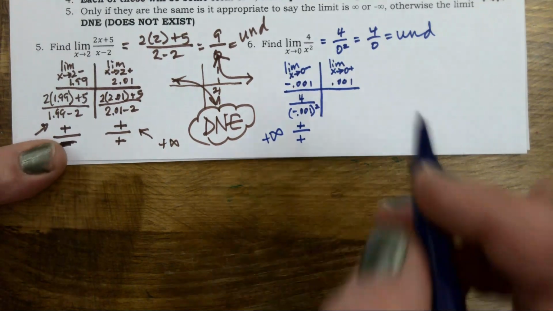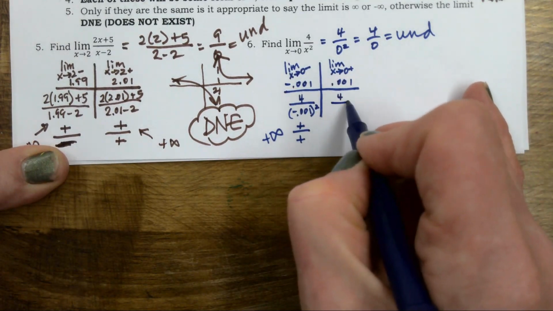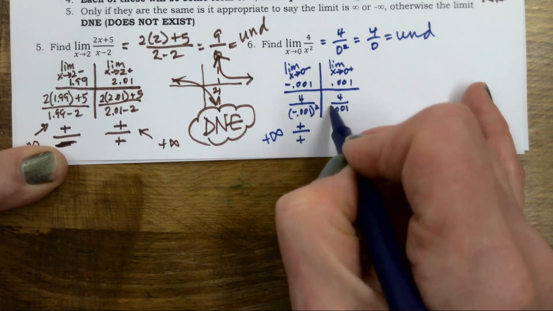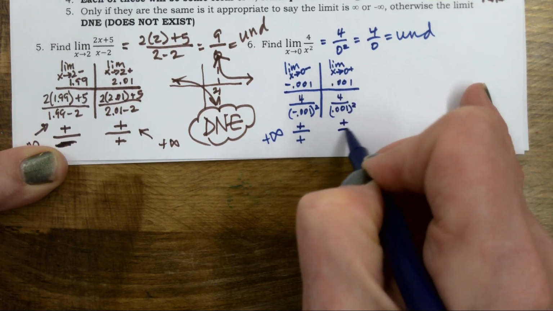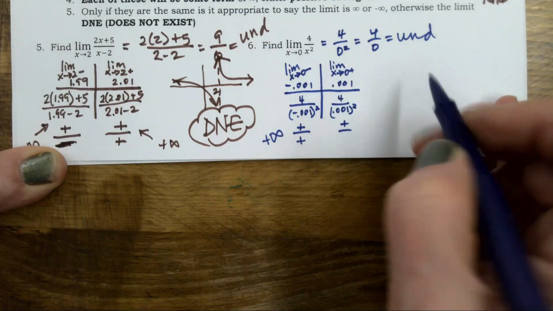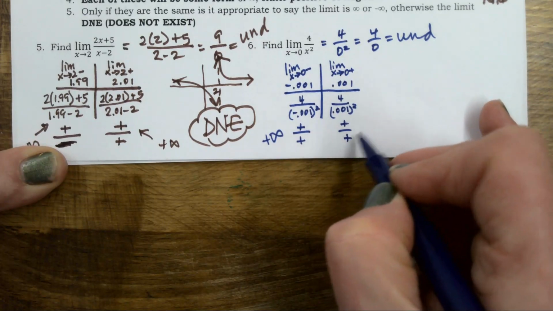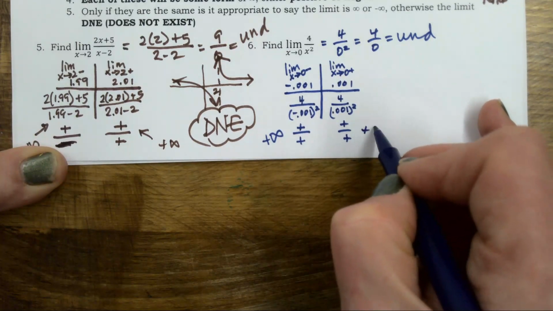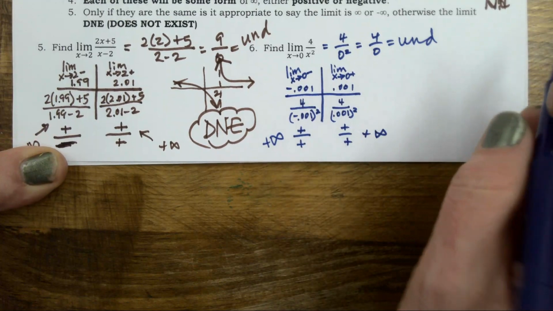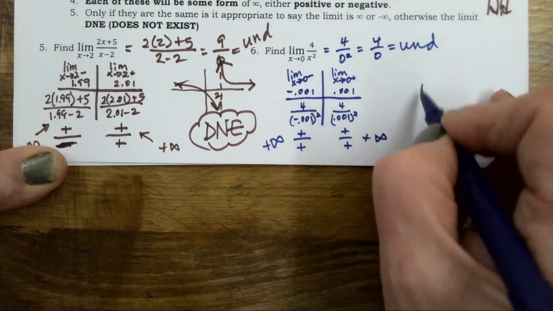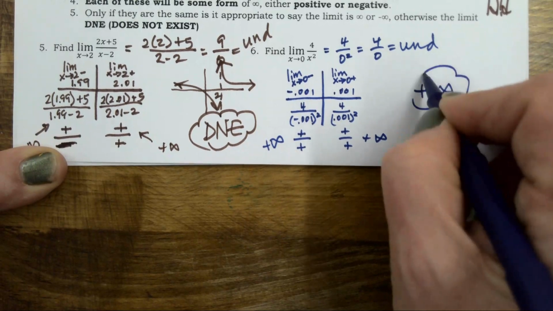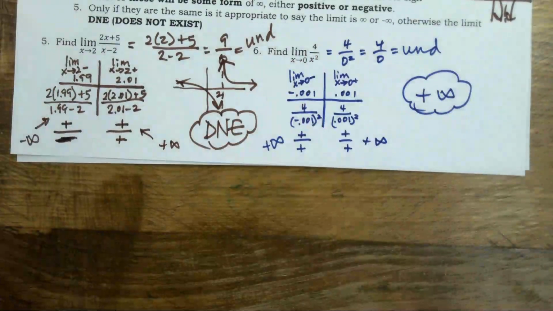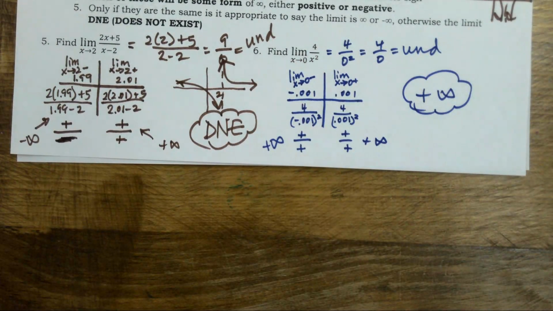Let's do the right. 4 over 0.001 squared. Top is positive. What happens when I square a positive? Positive. Positive divided by a positive is a positive. So it's going to positive infinity. What is my limit? Positive infinity. It's going to the same place, therefore we call it positive infinity.